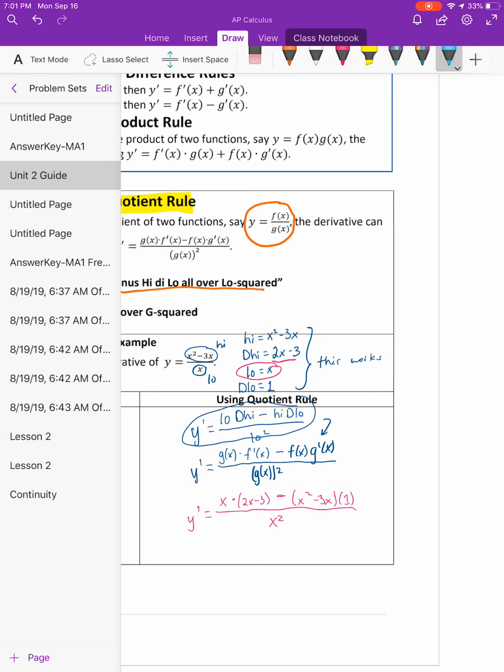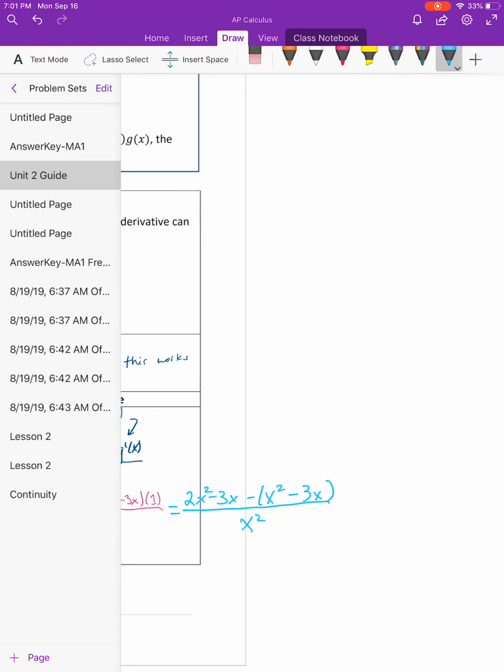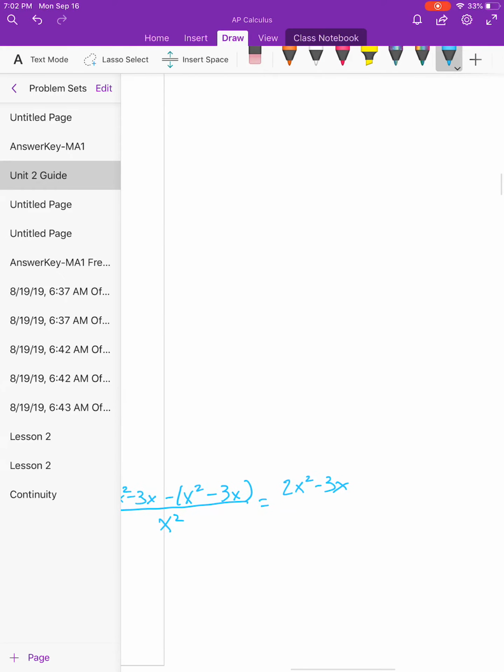Now, it's time to go into more detail. This becomes 2x squared minus 3x minus, put this x squared minus 3x in parentheses, because this is now a double negative, all over x squared. You'll see what I mean. So this becomes equal to 2x squared minus 3x minus x squared plus, because it's a minus, so this becomes plus 3x, all over x squared.